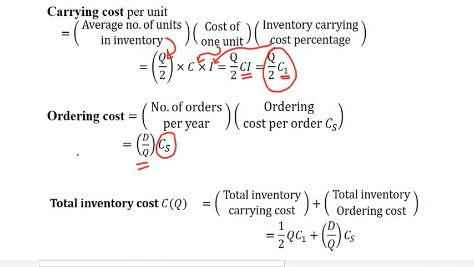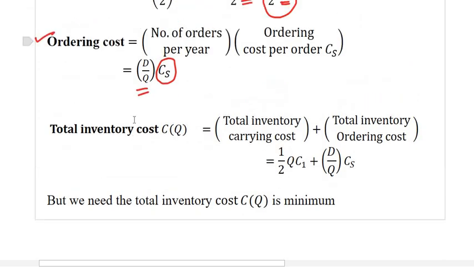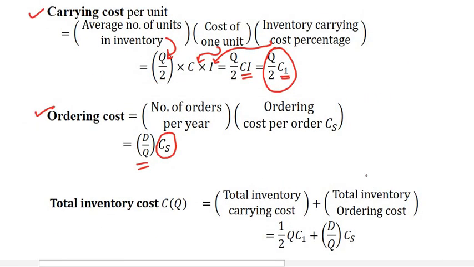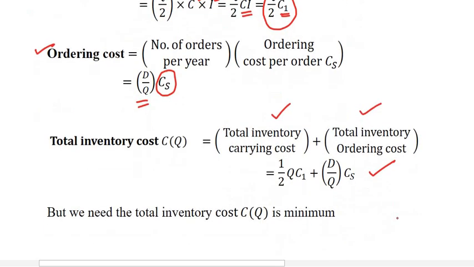That's all, students. We found the carrying cost and also the ordering cost. I already told you shortage is not allowed here and demand is fixed, so we are not bothering about those two costs. The total inventory cost involves two types of cost: one is the carrying cost and the other is the ordering cost. That should be added, so you have Q by 2 into C1 plus D by Q into CS. This is the total inventory cost.